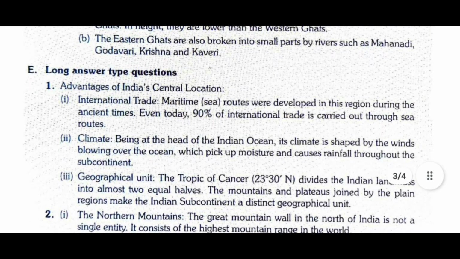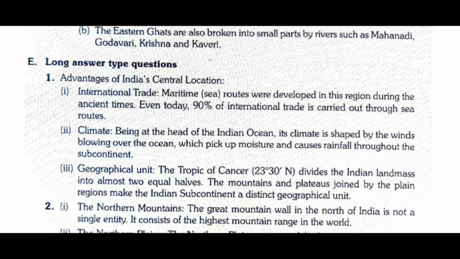Then come to the long answer type questions. First question: what are the advantages of India's central location on the world map? First, international trade. Maritime routes were developed in this region during ancient times. Even today 90% of international trade is carried out through sea routes.